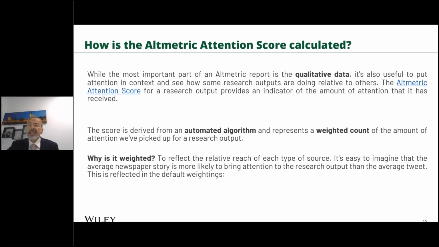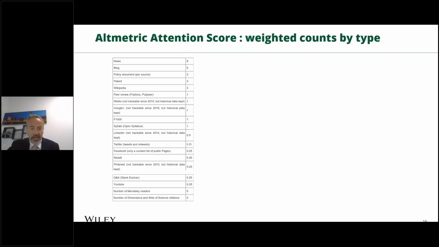Now, you might wonder, why is it weighted and not just a collection of mentions? Well, it is weighted because we want to reflect the relative reach of each type of source. So it is easy to imagine that the average newspaper story is more likely to bring attention to the research output than the average tweet. And this is reflected in the default weightings, and these are the default weightings. So you see here, of course, that what counts more are news, blogs, policy documents, patents, Wikipedia. These sources expose your journal article more than a simple tweet or Facebook post.